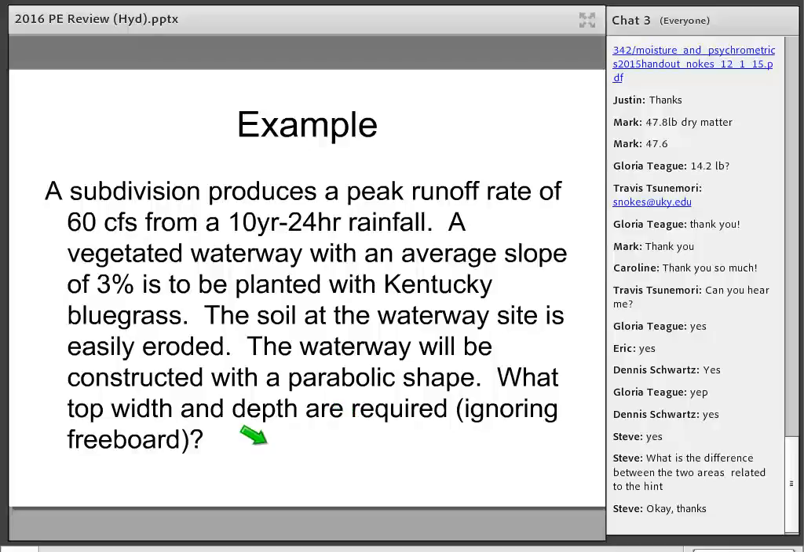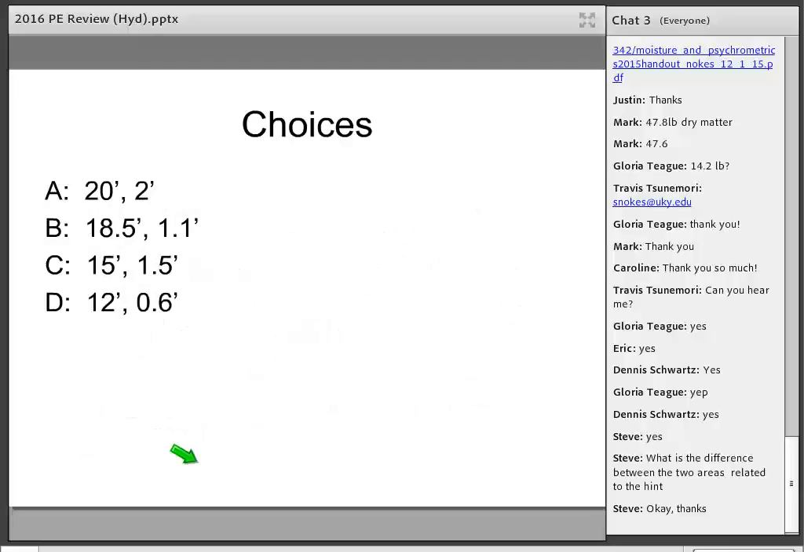And we're going to ignore freeboard at this point to keep it a little bit simpler. Okay, you've got some choices. It could be 20 feet wide and 2 feet deep, 18.5 feet wide and 1.1 feet deep, 15 feet wide, 1.5 feet deep, or 12 foot wide and 0.6 feet deep.